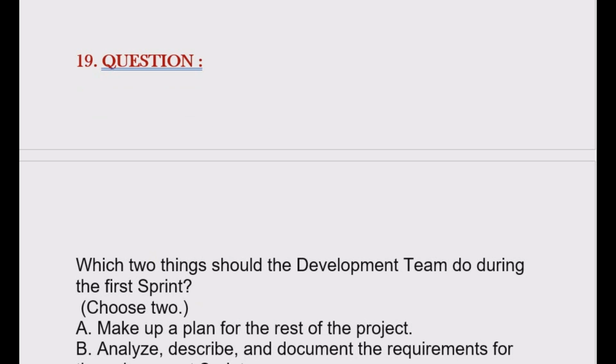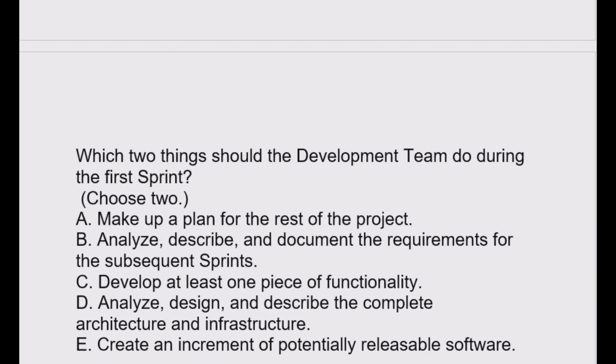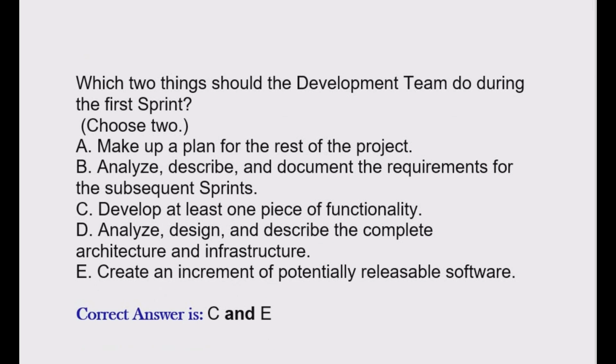Question is, which two things should the development team do during the first sprint? Choose two options. Option A, make up a plan for the rest of the project. Option B, analyze, describe, and document the requirements for the subsequent sprints. Option C, develop at least one piece of functionality. Option D, analyze, design, and describe the complete architecture and infrastructure. Option E, create an increment of potentially releasable software. Correct answer is option C and option E.